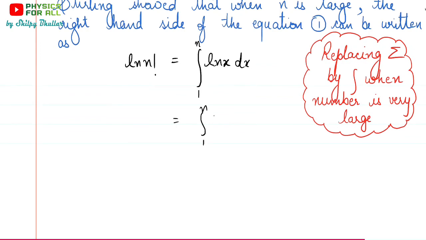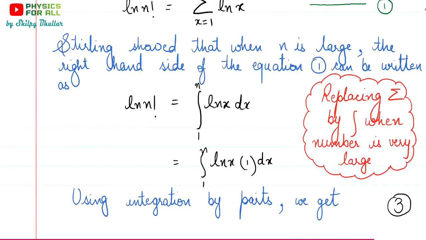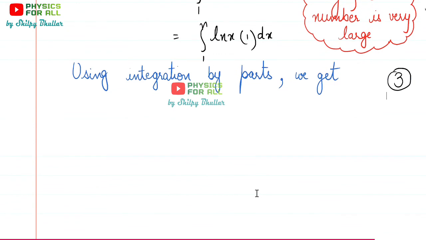Next would be the integral from 1 to n of ln x. We can multiply by 1 here because that would help us in calculation. So I have just multiplied 1 here. Definitely the quantity would remain the same. But now here you see we have two quantities, ln x and 1, two quantities within an integral. So we have to perform the integration by parts. We have two quantities now, and now we will use integration by parts to solve it.